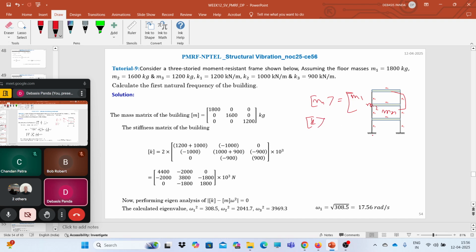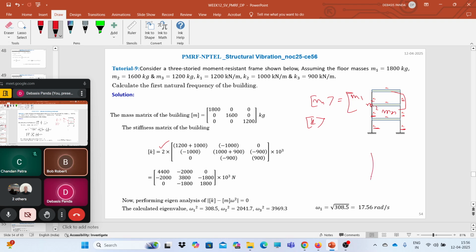Like here, Bob, you asked why we multiplied by 2. For the diagram, they have given K1, K1 for both columns, and K2, K2, K3, K3. That means we need to multiply by 2, because we have two columns on each story. That's why, look, in the K matrix, this is multiplied by 2.